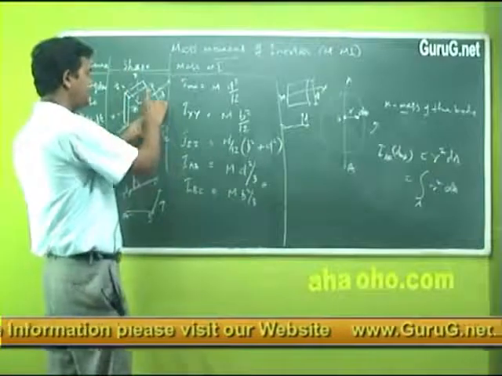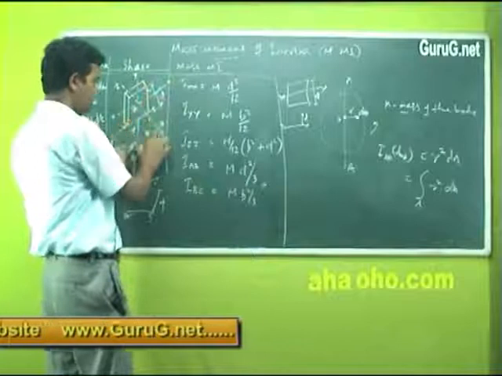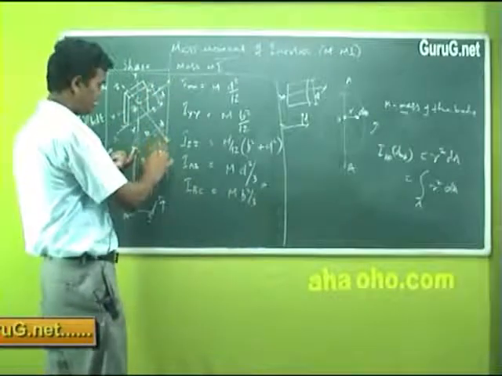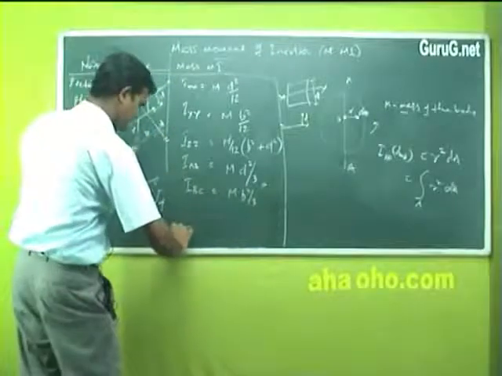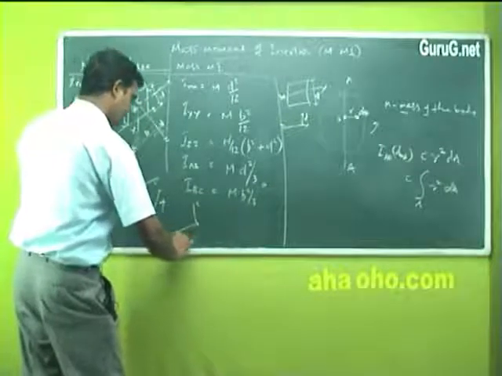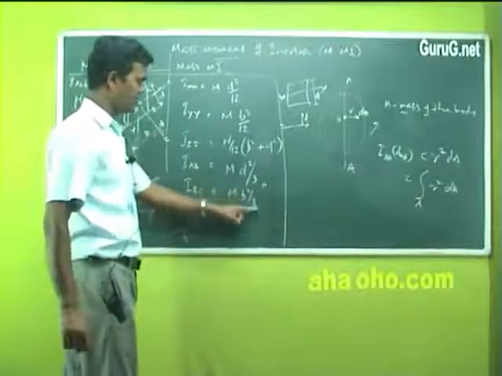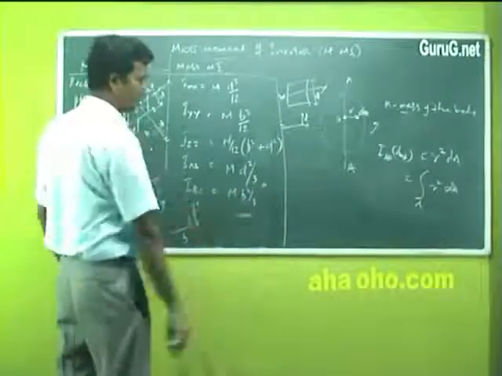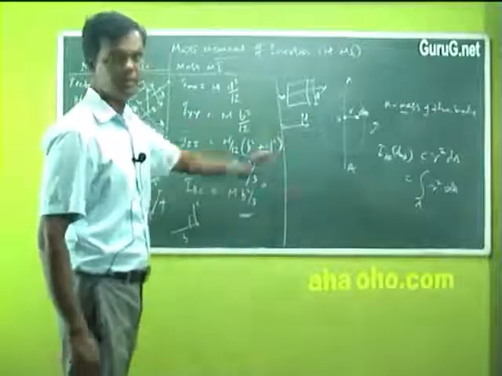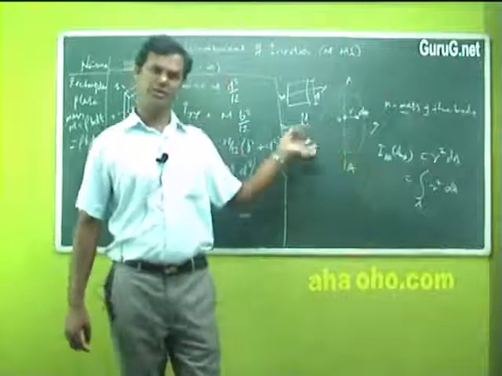IBC, what is the BC here? BC is this line. So your b will be the perpendicular distance. Since BC is in this fashion, the breadth b will be perpendicular, 90 degrees. So IBC is equal to m b square by 3. With these formulas, you can directly apply the values and get the answers. Right. So if you solve one problem with this, it will be easy.